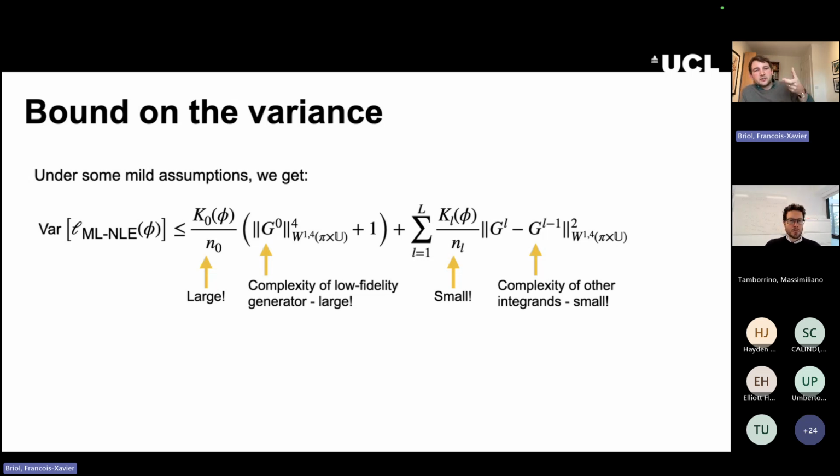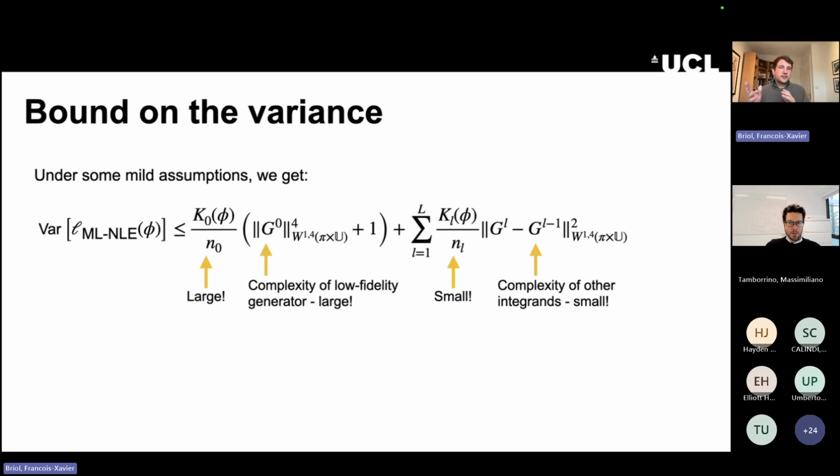But typically G0, its norm will be fairly large. And the reason is that what we're hoping is that our low fidelity simulators are pretty decent approximations of the high fidelity ones. But there's nothing to say that they'll be nice and easy functions to estimate with a Monte Carlo. So potentially this could be fairly large, but it's counterbalanced by the fact that N0 is large.